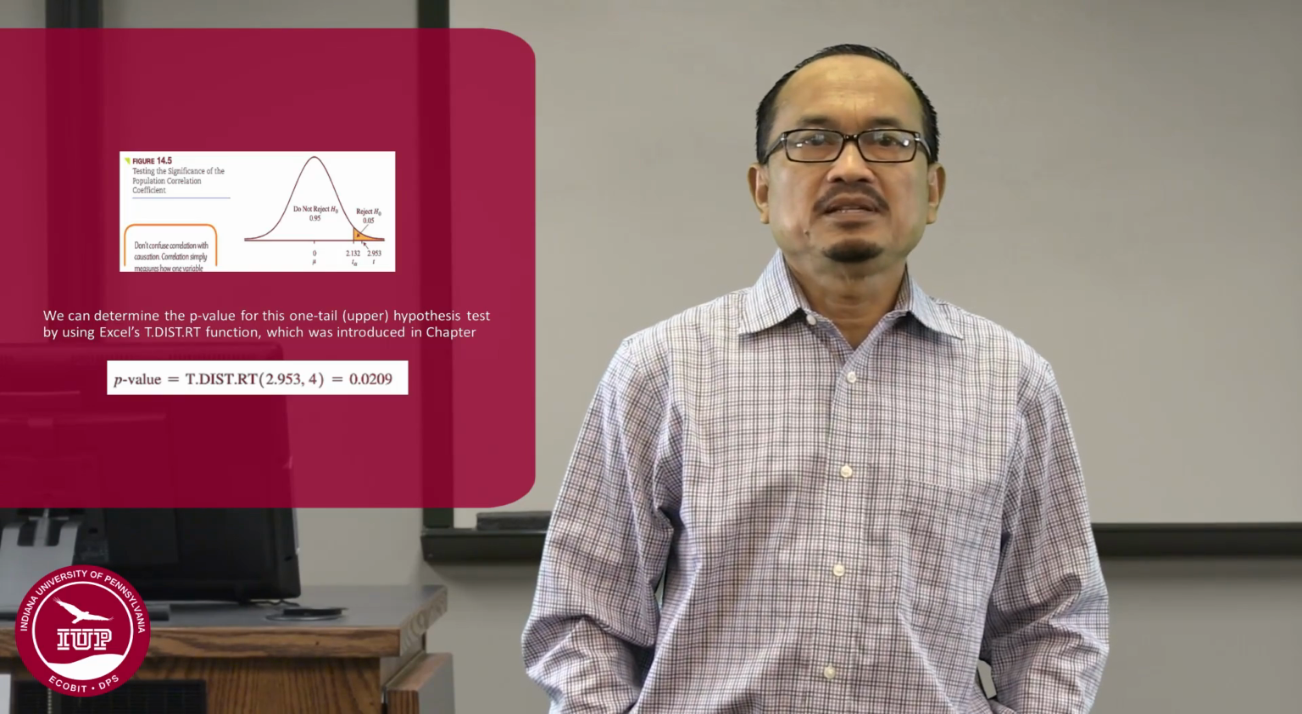We can determine the p-value for this one-tailed or upper hypothesis test by using the Excel T.DIST.RT function, which was introduced in Chapter 9. P-value equal to T.DIST.RT inside parentheses 2.9953, 4 is equal to 0.0209. Because this value is less than alpha equal to 0.05, we can reject the null hypothesis.